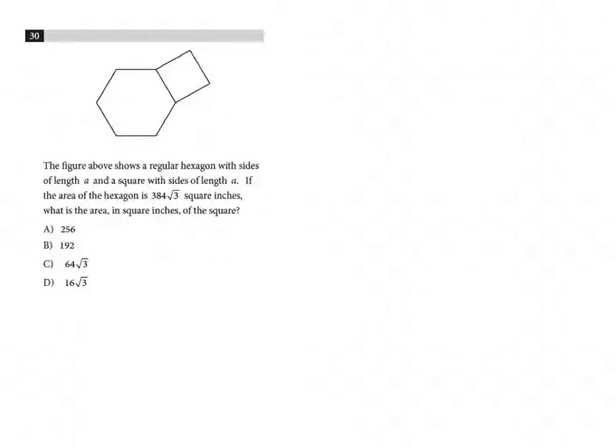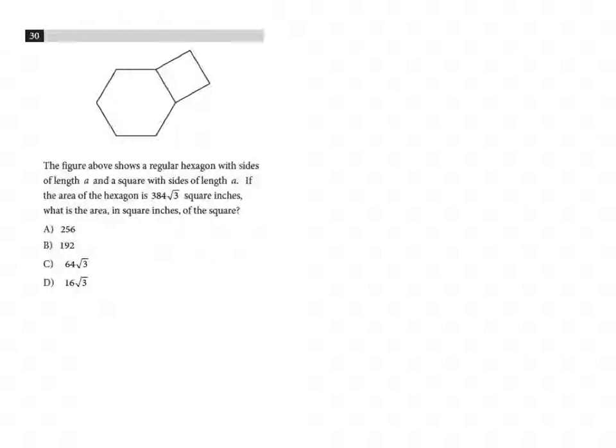Okay, number 30. The figure above shows a regular hexagon with sides of length A and a square with sides of length A. If the area of the hexagon is 384 times root 3 square inches, what is the area of the square in square inches? Okay, so one thing about regular polygons is that they can be divided up into triangles.